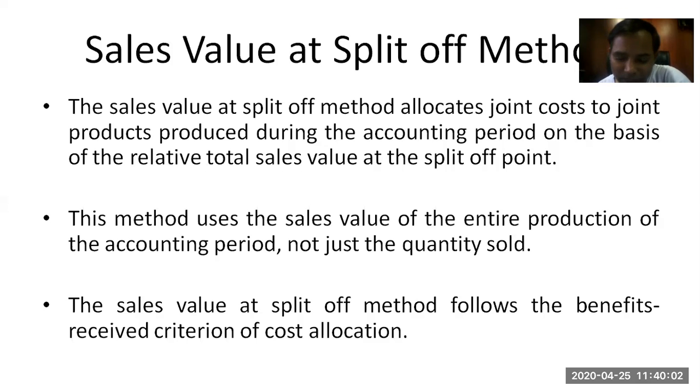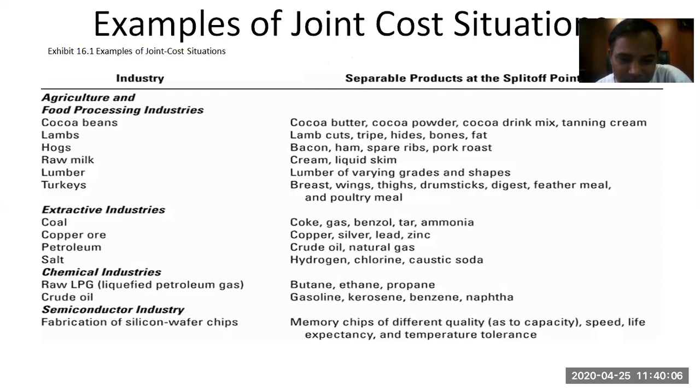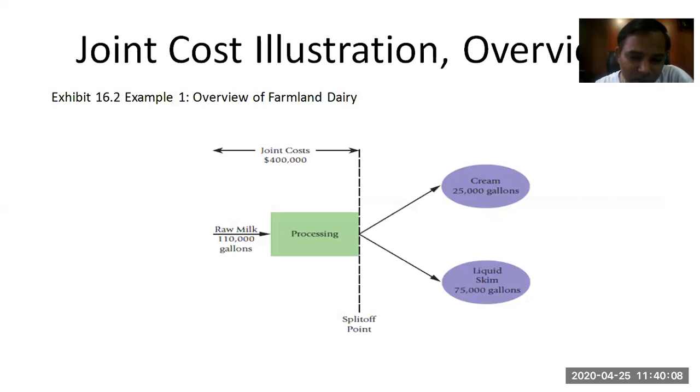Generally, if we go back to the diagram, for example, let's talk about this respective diagram. This diagram is from a textbook only, so if we go through the textbook, you will find the same example. This is a joint cost of $400,000, and they are producing these respective units of cream and liquid steam. These are quantities. These are not sales values.